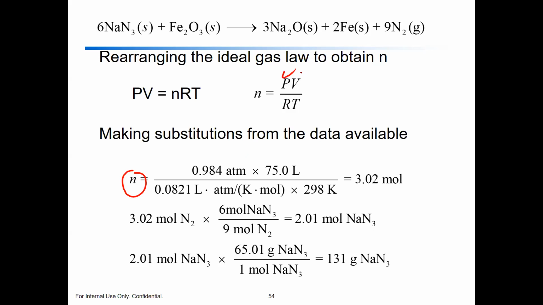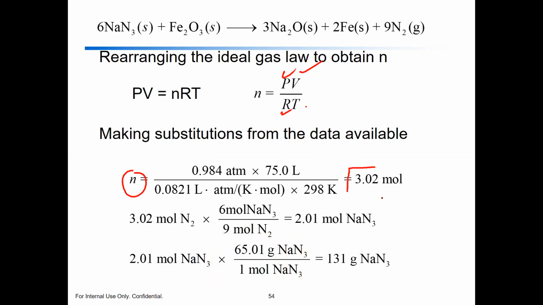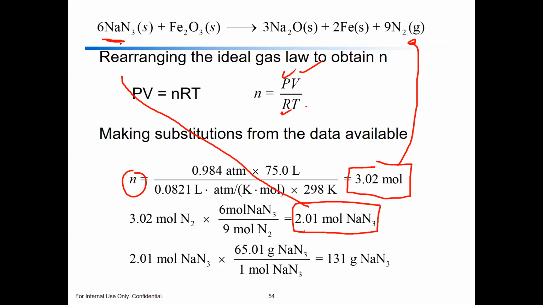Do we know the pressure? Yes. Volume? 75. R? Yes. Temperature? Yes. Oops. So we get 3 moles of gas that we need to make. So this is how much we need to make, 3 moles of this. How many moles of this do I need? Going to our stoichiometry, 3 moles of our product. I put N2 on the bottom, sodium azide on top, 6 to 9. 2 moles of the sodium azide. This is how many moles I need.